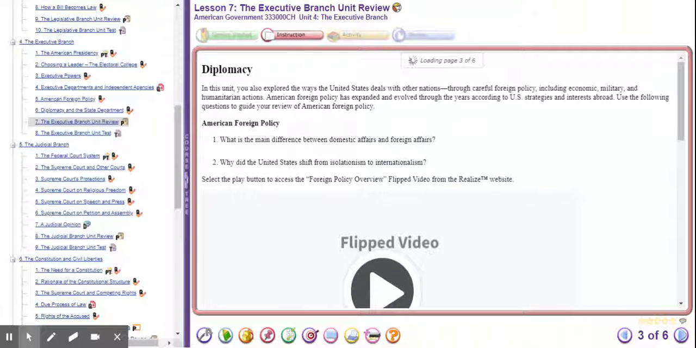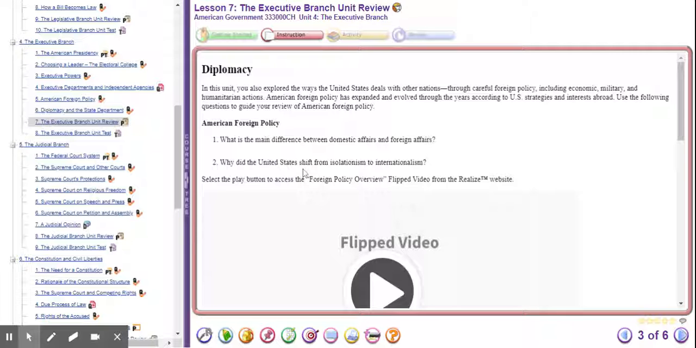Diplomacy. In this unit, we explored ways the U.S. deals with other nations through careful foreign policy, including economic, military, and humanitarian actions. American foreign policy has expanded and evolved through the years according to U.S. strategies and interests abroad. Use the following questions to guide your review of foreign policy.